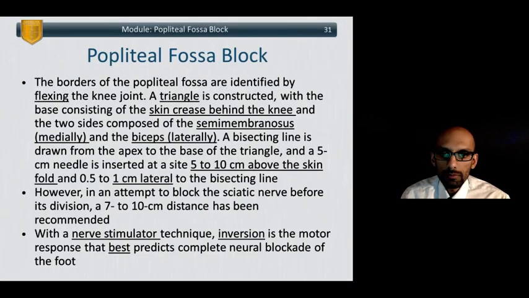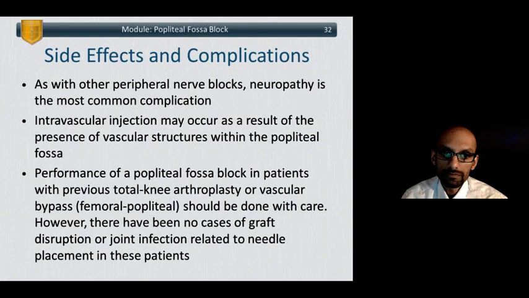So to do the block, the borders of the popliteal fossa are identified by flexing the knee joint. A triangle is constructed with the base consisting of the skin crease behind the knee, and the two sides composed of the semimembranosus, which is medial, and the biceps, which is lateral. A bisecting line is drawn from the apex of the triangle to its base, and a needle is inserted anywhere, really, 5 to 10 centimeters above the skin fold. You can be anywhere along that trajectory. If you want to go higher up, you'll better capture both components of the nerve together. Okay, and if you're using a nerve stimulator, as I mentioned, inversion is your best response.